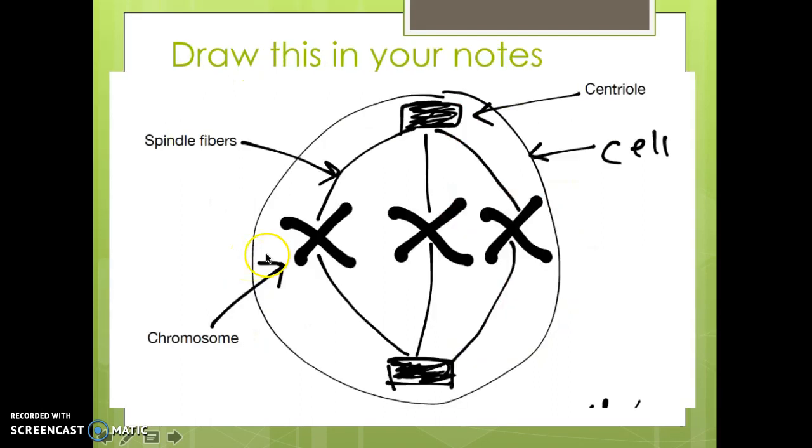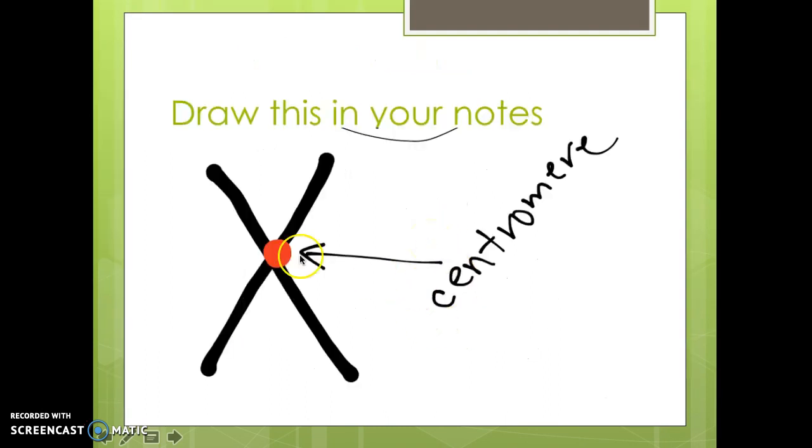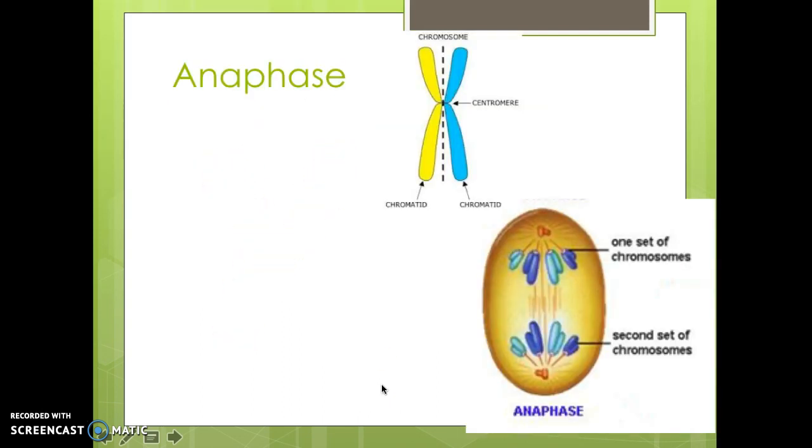So here's how I would draw this in your notes. In metaphase, the chromosomes are lined up along the middle. The spindle fibers are attaching to the centromere. I probably should have labeled that, but you could do that in your notes. The centrioles are the things that are going to be attaching the spindle fibers to the centromere. So again, centromere, butterfly body, right here, separating the left and right sides of those chromosomes.